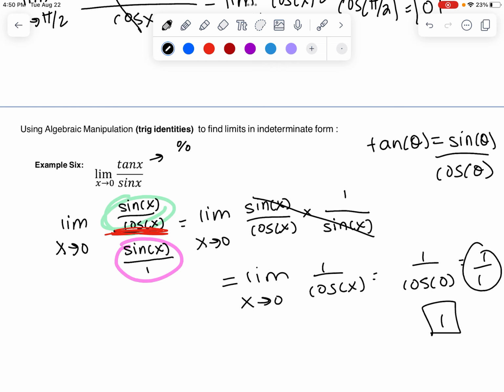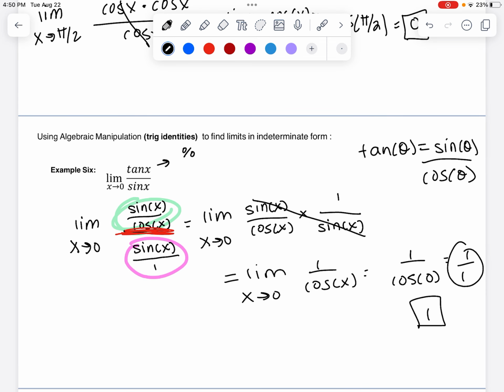So that is a lot of problems. You guys, I'm sure, did great. Take your time, look over these. We will continue to practice in class. But that is just kind of the basics of algebra manipulation with indeterminate limits.